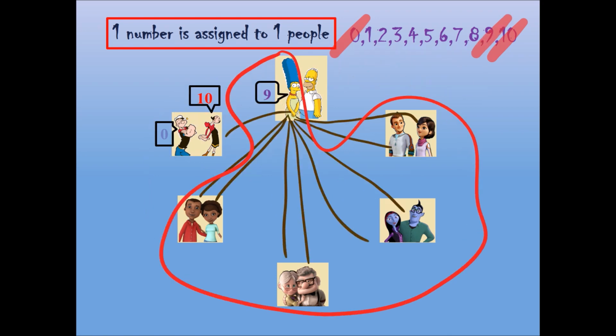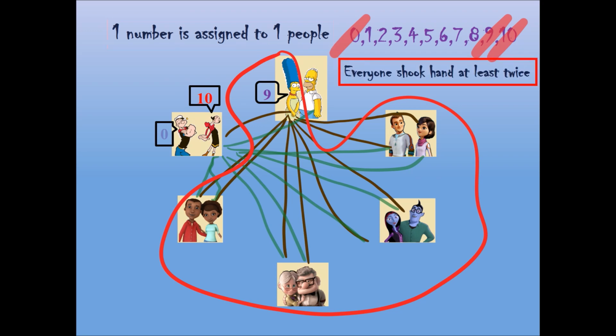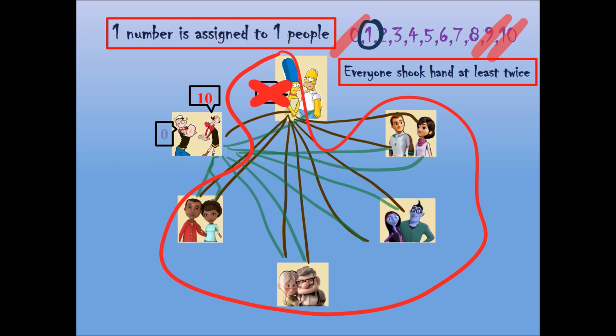We may assume 9 is assigned to Mrs. Homer this time round. This means that she shook hands with everyone except Mr. Popeye, together with the fact that Mrs. Popeye shook hands with everyone. Now everyone from these 9 people shook hands at least twice. Now the number 1 is unable to be assigned, and this is a contradiction. So the number 9 is not assigned to Mrs. Homer, and it has to be assigned to somebody else.